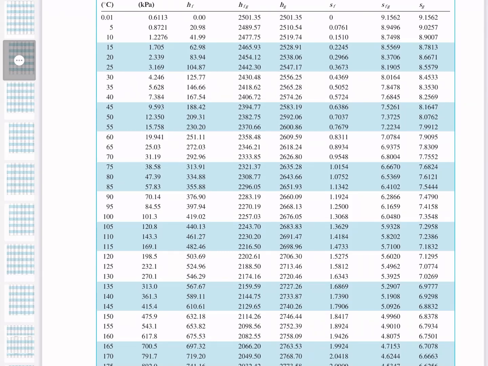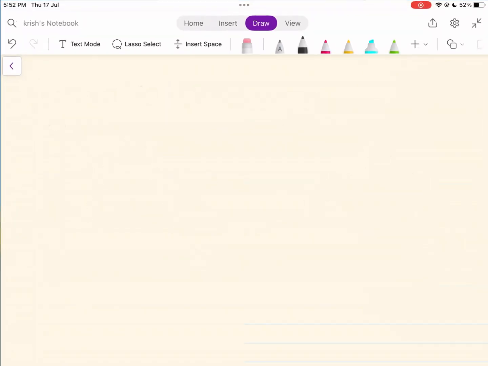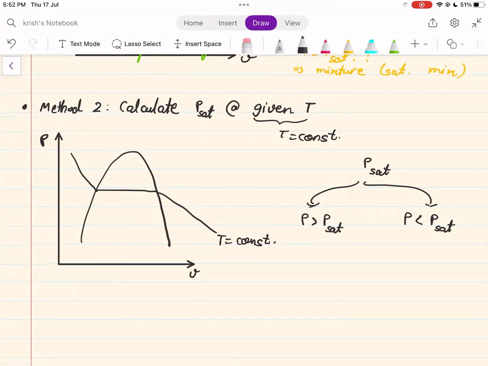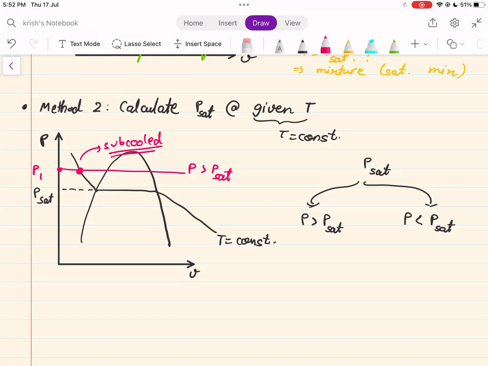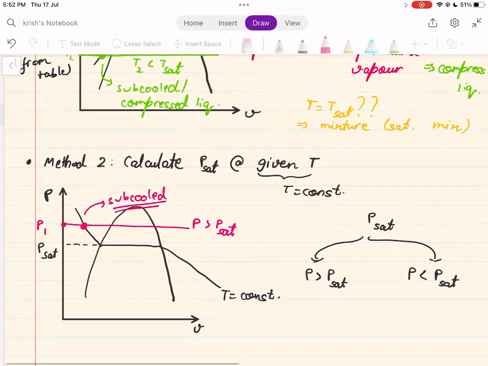So now, similar to how we compared the values of temperature in the above graph, if P is greater than Psat, so let us say this is our P1, and clearly P is greater than Psat, right? Because where will the Psat point lie? It will lie somewhere here. And again we see that it intersects here. Now this is the subcooled line. This is not the compressed line. So this is not the superheated line.